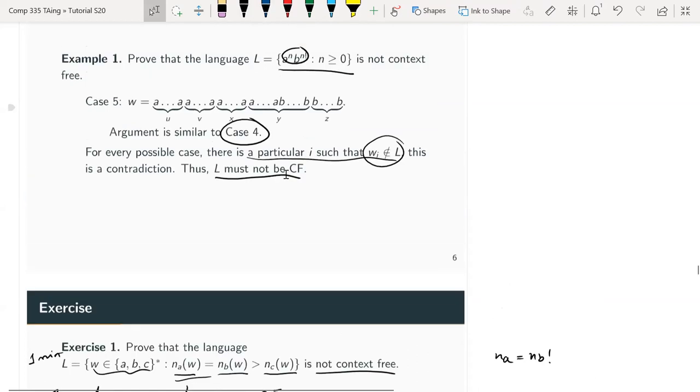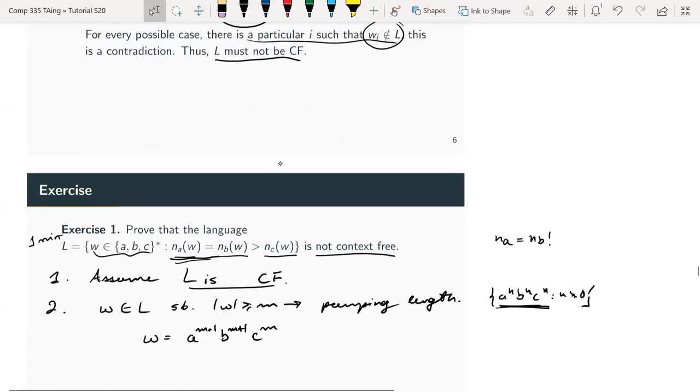So essentially the tip is, when it's a very general language, try to reduce it to a structure that you've already seen. For example, in this case, you could pick something like a^(M!) b^M.